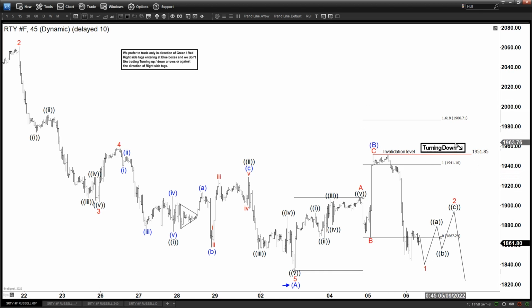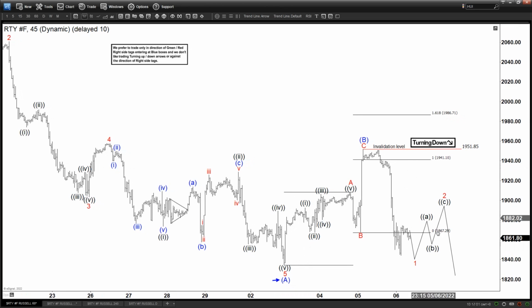Now this one is still black turning down. It's not red in color. It's because we have not broken below the A. So it still needs to break below the A, technically speaking, to confirm, so that we avoid a double correction like this, a WXY. But judging by the fact that the reaction lower here looks impulsive, it is more likely that we actually will eventually break below the A and continue lower.